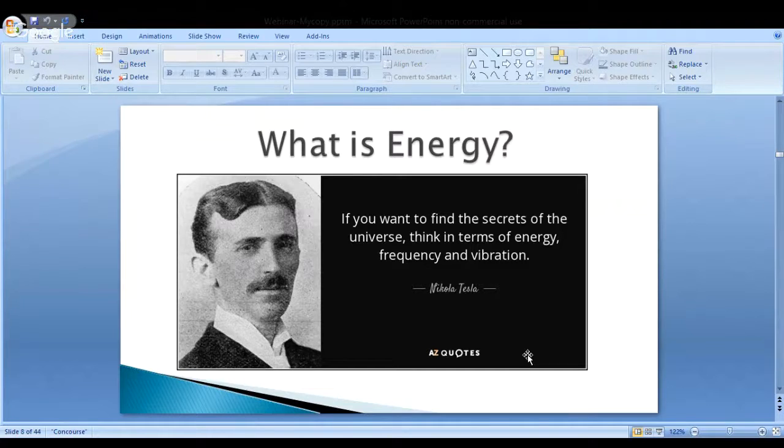Your hand is just your atoms vibrating at a particular speed. Water is just those particles vibrating at a particular speed, and the air around us is just those particles vibrating at that particular speed. So everything is energy.